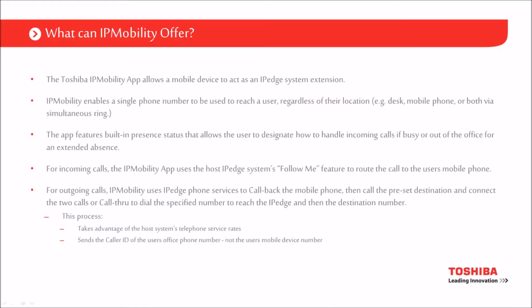Okay, so let's get into IP mobility. Just very high level, it's quite a complex slide, really. But what is IP mobility? Well, it's a mobility app, basically, that allows a mobile device to act as an IP Edge system extension. It enables a single number to be used to reach a user regardless of their location. So through the IP Mobility app, you can enable your DDI in the office to ring almost any location you wish, and you can simultaneously ring a number of different locations as well.